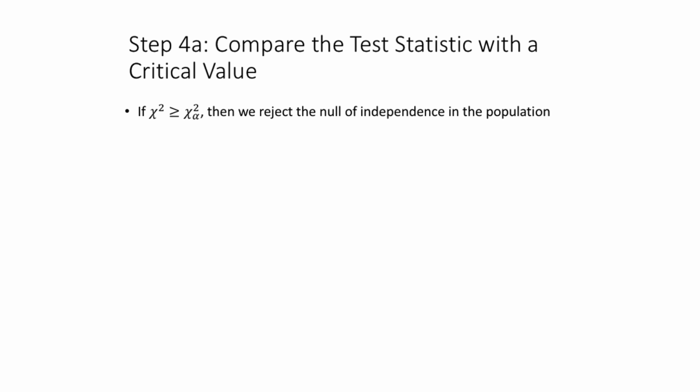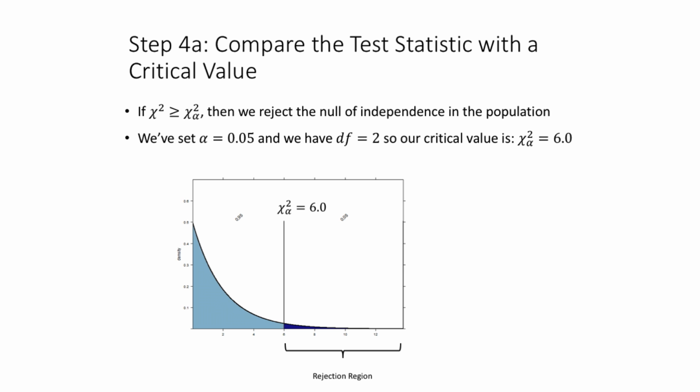The idea with the critical value is that if our chi-square test statistic is greater than or equal to the critical value, then we can reject the null of independence in the population. So setting alpha to 0.05 and using the degrees of freedom for this table, our critical value is 6. In this case, since our test statistic is less than 6, we're going to fail to reject the null at the alpha 0.05 level. We failed to reject the null of independence, so we conclude that gender and religious affiliation are not related to each other.